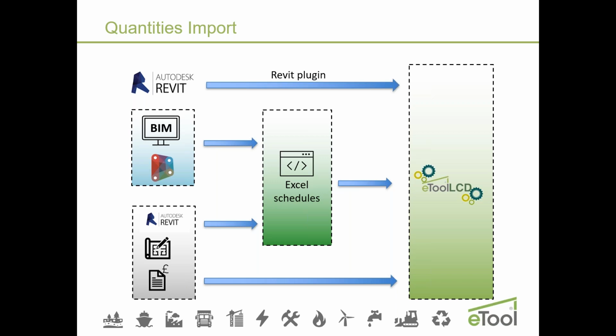And then we have, let's say, the semi-automatic method, which is exporting your quantities as needed from any BIM software really to a CSV file, which you can then import in eToolLCD. For example, you can export directly from a BIM software like Revit or ArchiCAD or anything else that has this functionality, or use computational processes like visual programming languages like Dynamo in Revit or Grasshopper in Rhino, and export all the quantities as needed.